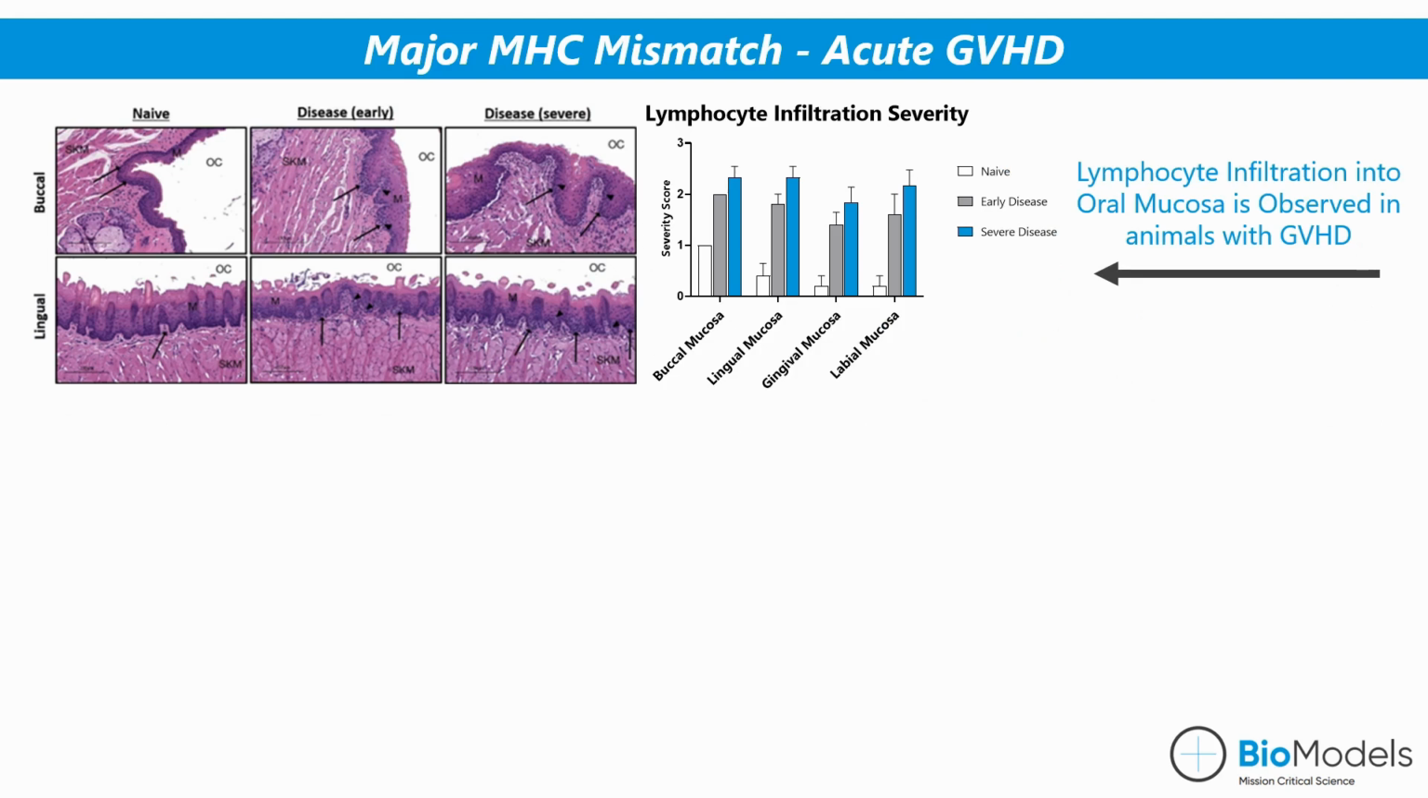So in this particular set of data, we're looking at oral mucosa in three different groups of animals. So in the first group here, we have naive tissue. The second group is early disease tissue. And then the third group here is a more severe disease tissue. So when this tissue was scored for lymphocyte infiltration, we see progressively increased levels of disease in the more severe graft-versus-host disease animals.